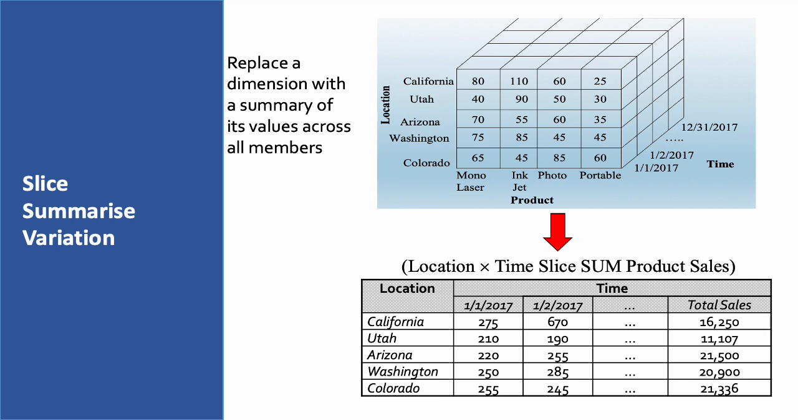This is the slice summarize variation. The location by time table here that you can see at the bottom of the slide demonstrates the slice summarize variation. Each row is a state, each column is a date, and the final column shows the total annual sales for that state across all products.